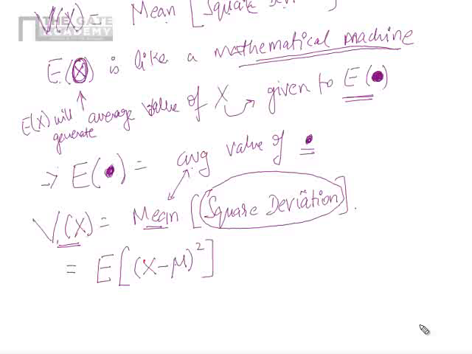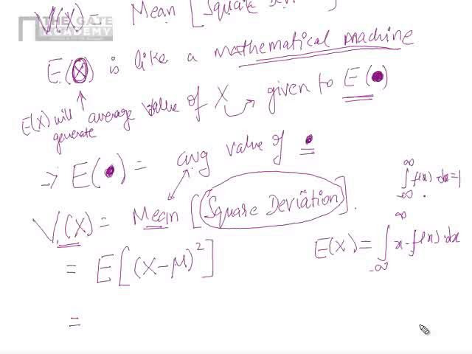Correct? Now by definition, what is this? E of x minus mu square. E of x is what? E of x is the integral of x f of x dx from minus infinity to infinity. And what is f? F is a probability density function. So the integral from minus infinity to infinity of f of x dx is 1. Now see how I am going to use these things to generate V of x.